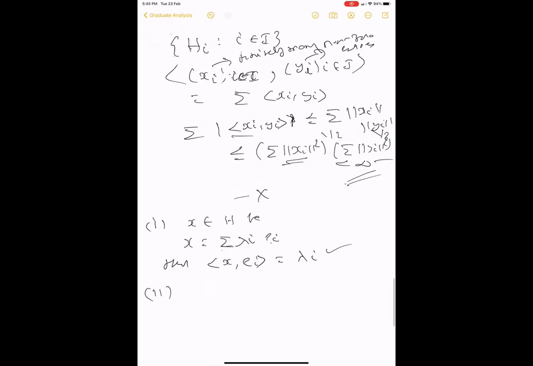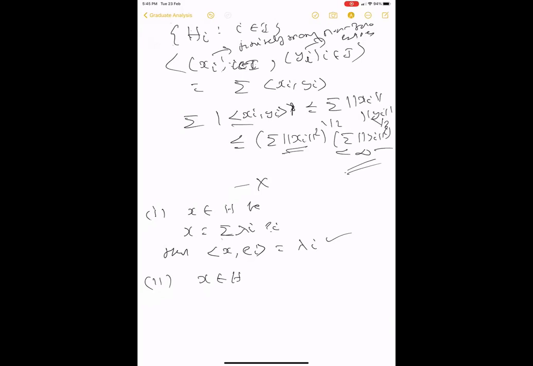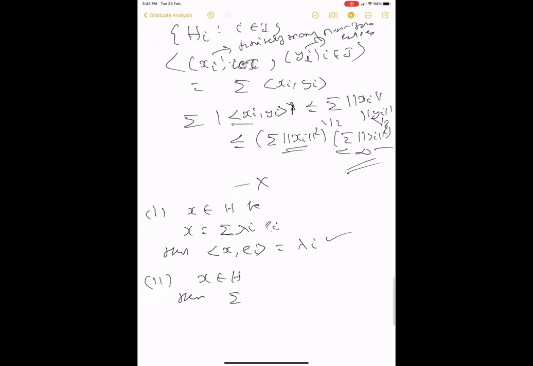The second thing is, if x is in H, any x may not look like that in the previous observation. Then take summation of the inner product of x with e_i, times e_i. Then x minus this is orthogonal to e_i. This need not be an orthonormal basis; it's just an orthonormal set.